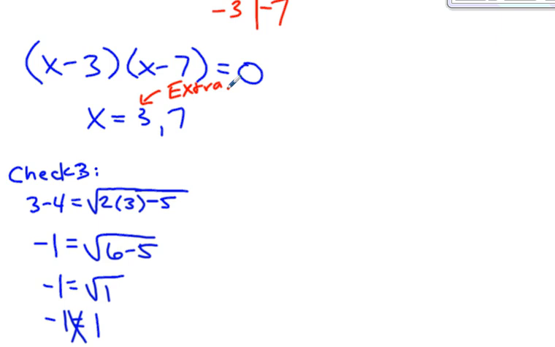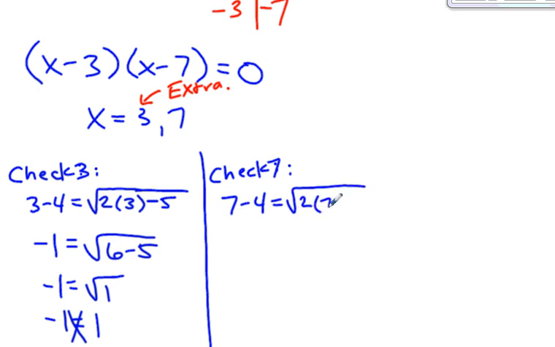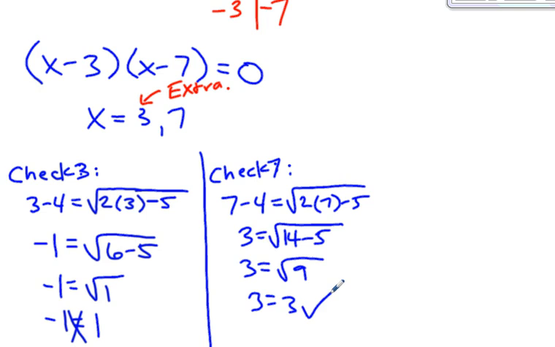All right, so now we need to check 7. So again, we're going to plug in 7 for x. So we have 7 minus 4 equals the square root of 2 times 7 minus 5. 7 minus 4 is 3 equals square root of 14 minus 5. So 3 equals the square root of 9, and yes, that does check out. So 3 is extraneous, so 7 is my only solution.